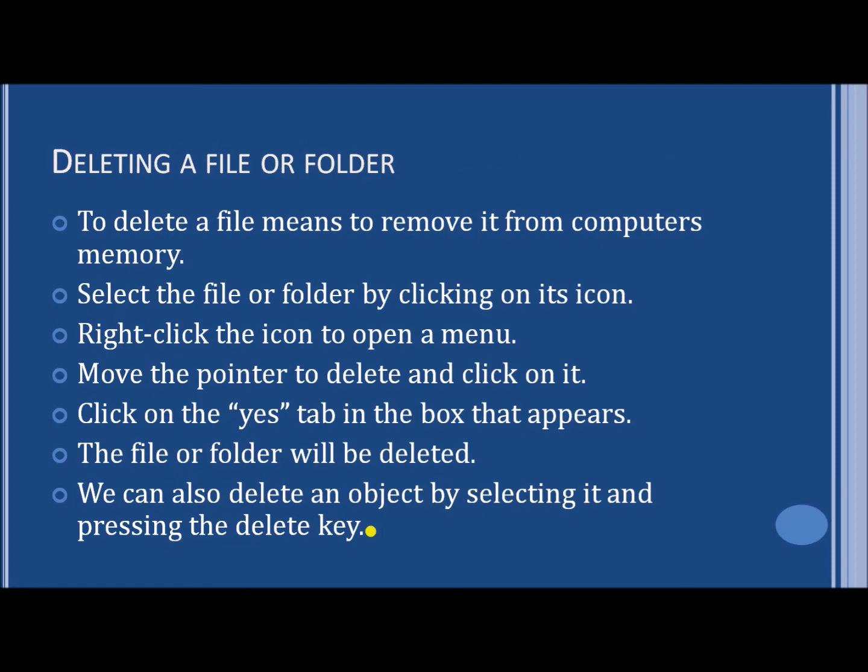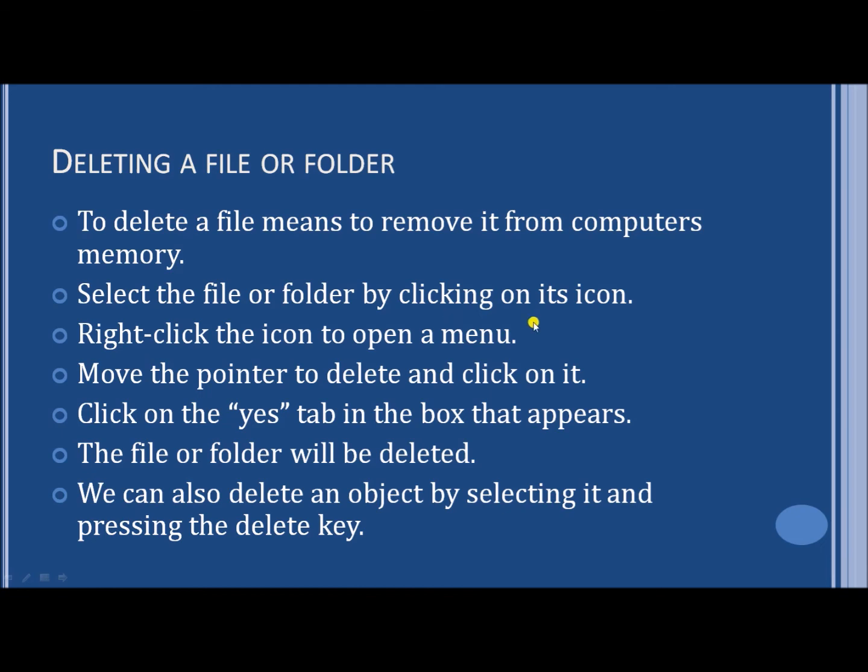There is a way of deleting a file or a folder. To delete a file means to remove it from the computer memory, but it will initially go to the recycle bin, from where we can restore it. And if we want to delete it permanently, we can also do that. Normally when we delete a file or a folder, it first goes to the recycle bin, from where we can delete it permanently and from where we can restore it as well.